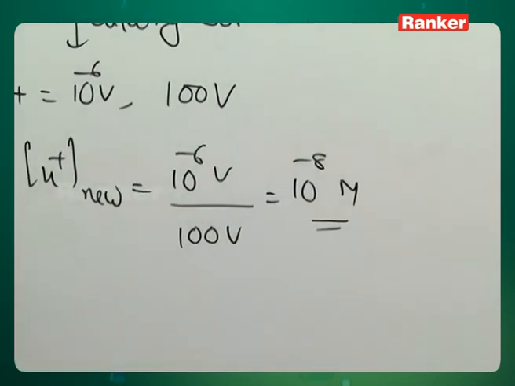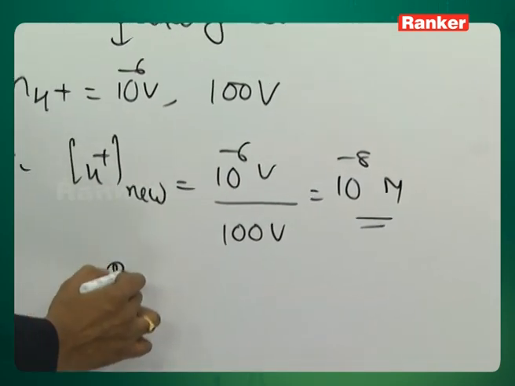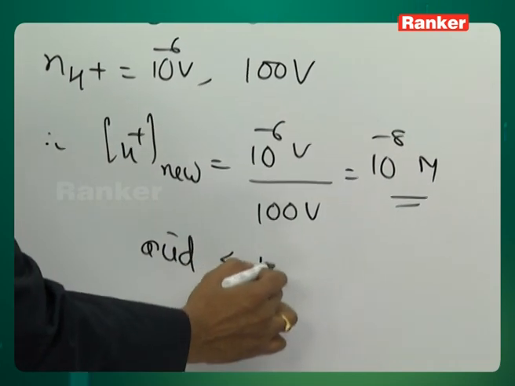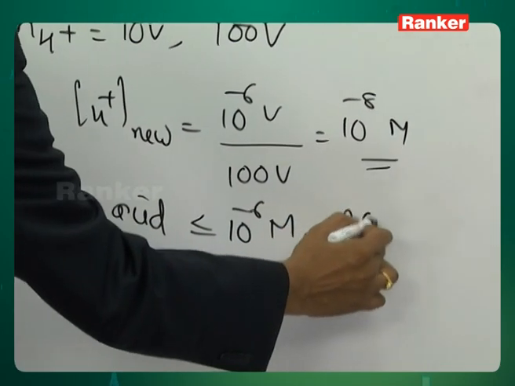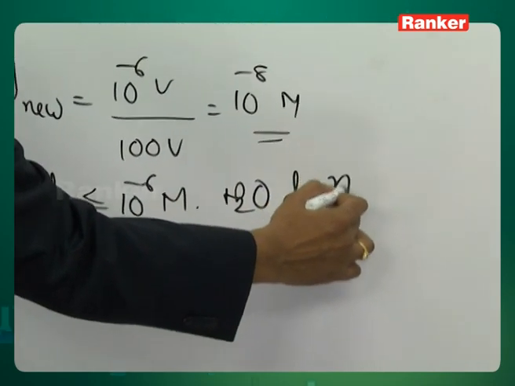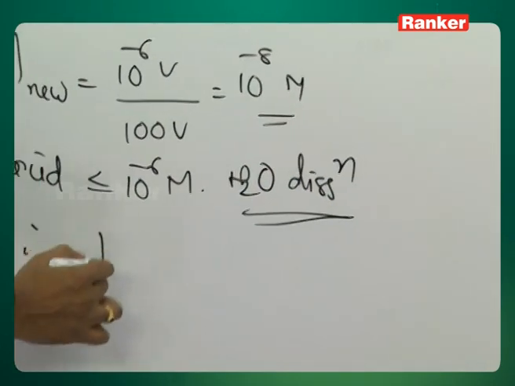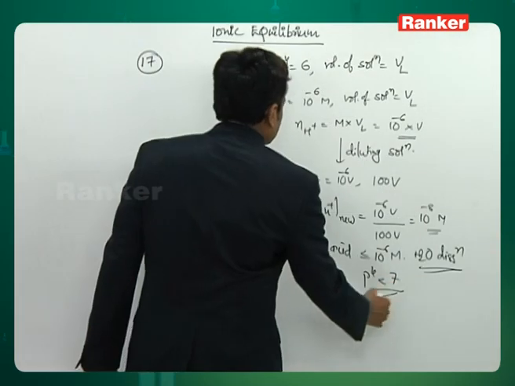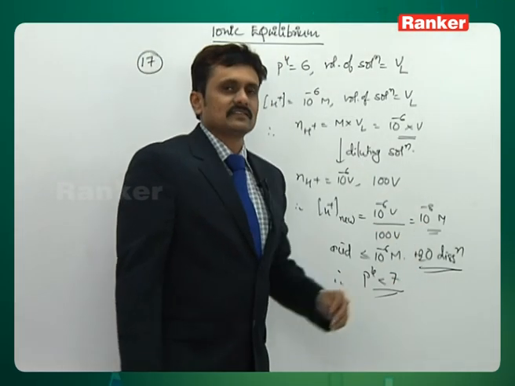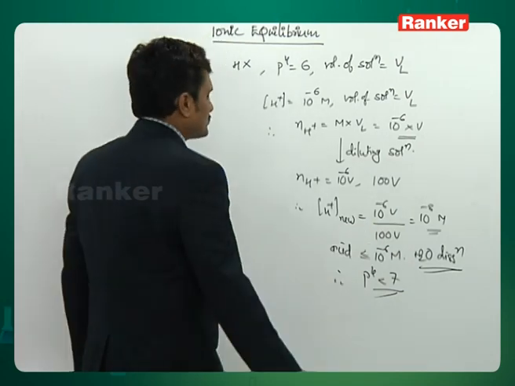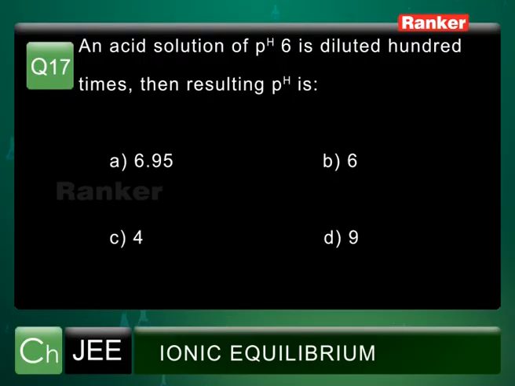And we know that if you take any acid, if its concentration is less than or equal to 10 to the power minus 6 molar, then in that case we have to consider the dissociation of H2O also. Therefore the pH of the solution will turn out to be less than 7 but not equal to 8. So it will be less than 7, at the same time it will be close to 7. The right answer for this question will be option A, that is 6.95.